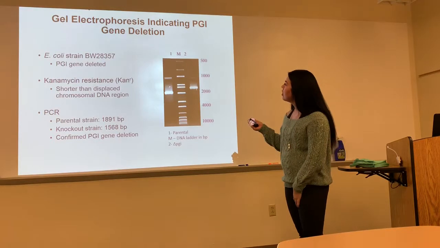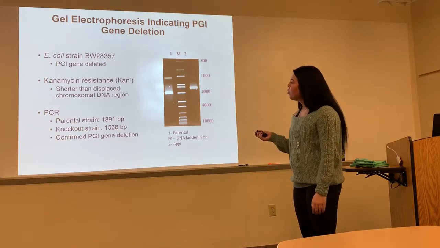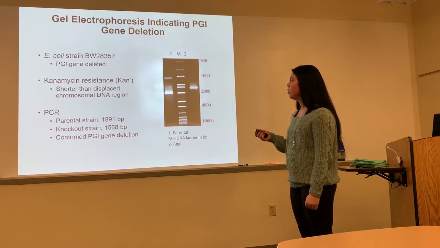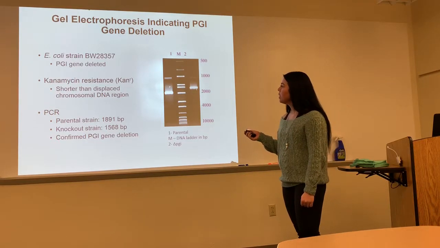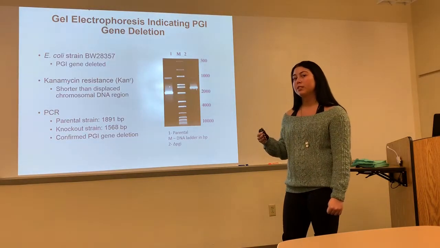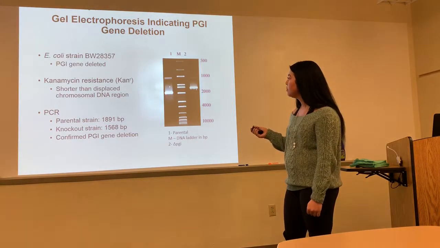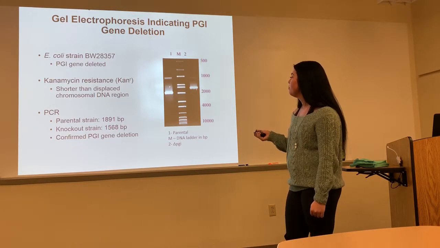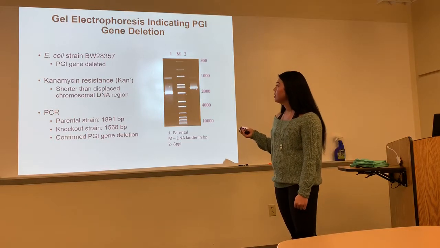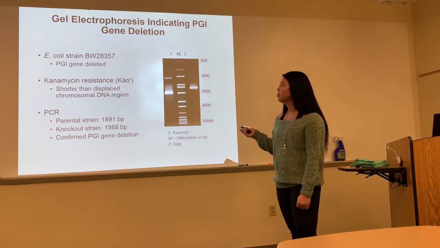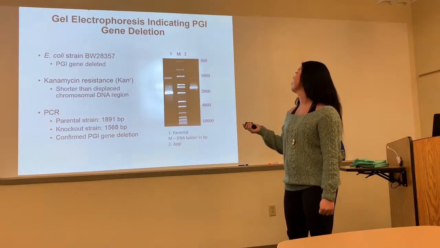So here in this figure, under 1 is your parental, so the PGI gene is still in the E. coli strain. The paper said that there was about 1,891 base pairs in this sample. And here next to the DNA ladder that was used, which is in the middle under M, that's 2,000. So it is very close to the parental, showing that the PGI gene is still there.